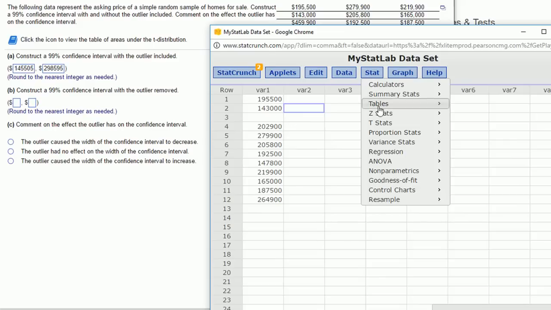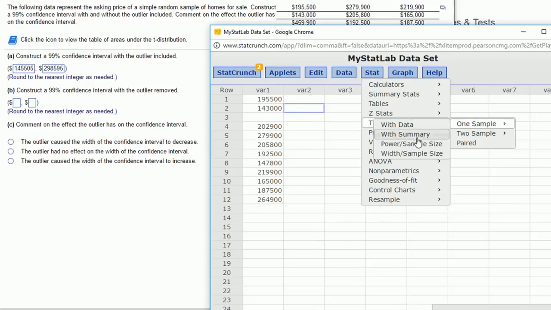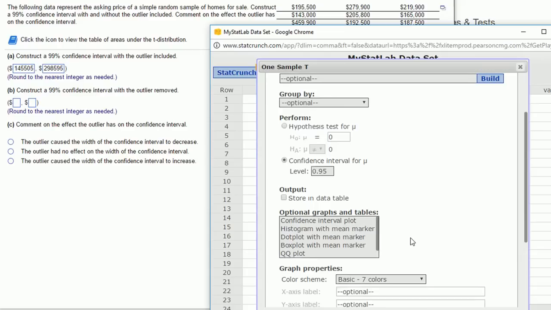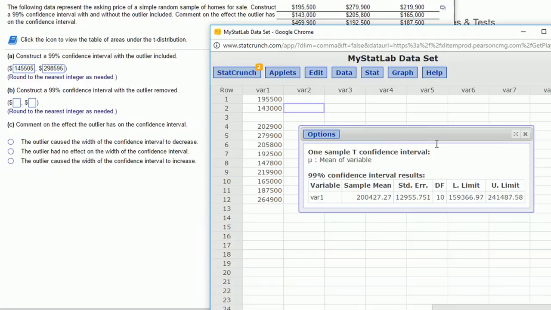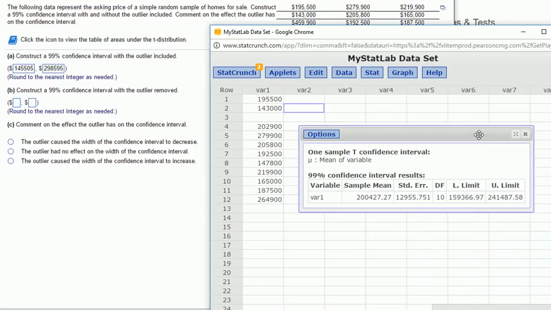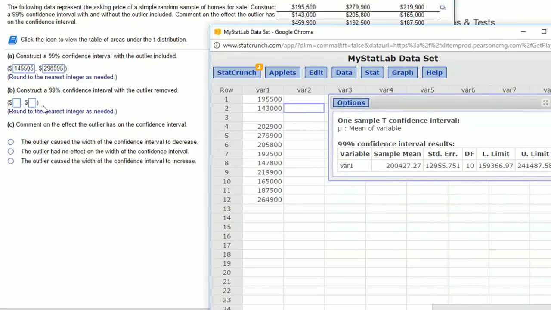And I'm going to go back to Stat, T-stats, one sample with data, and do another confidence interval. I'm going to select the confidence level, 99. And notice now that it's giving me a degree of freedom of 10 because I only had 11 data values. It just ignores the blank space. And so my lower bound is, oops, I'm going to see it a little better.